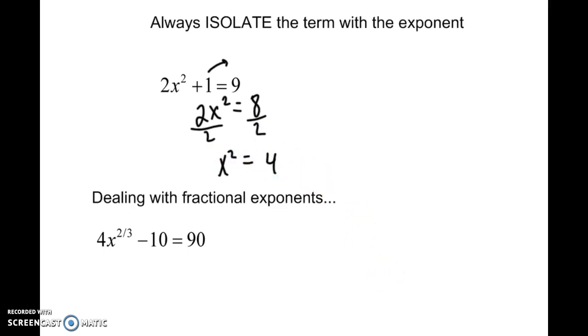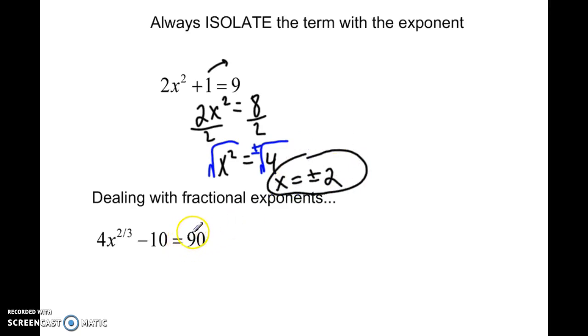Now you're ready to take the square root of both sides. And so when you do that, don't forget, with an even root of both sides, you have to remember to put plus or minus. It's easy to forget that guy. And so the final answer would be x equals plus or minus 2. You're going to have two answers in most cases.